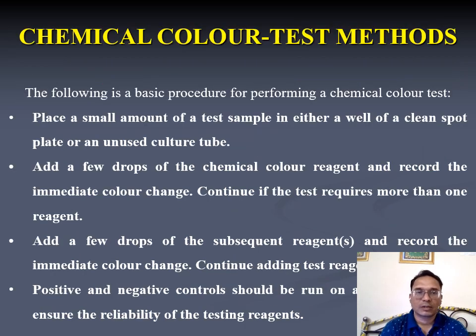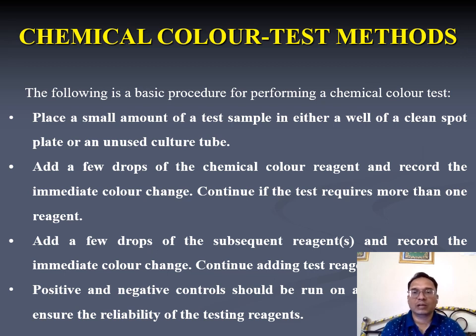They cannot be used to positively identify any substance, and they cannot indicate the presence of a specific class of compounds. Apart from a number of limitations, these chemical color tests are routinely used in forensic laboratories because these tests are very simple and rapid. The quantity of the reagents and the sample required is very small, and these tests are generally performed in clean spot plates or culture tubes.